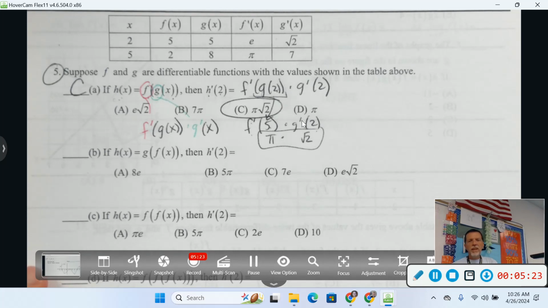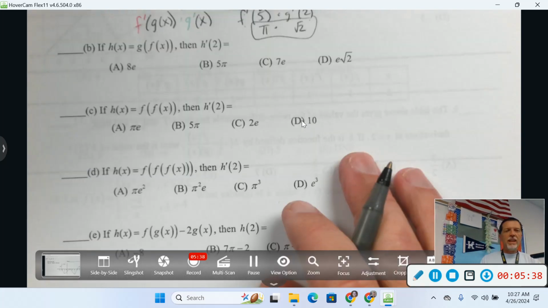Part B is almost the same thing. In fact, all of these are chain rule problems. Let's skip part B just in the interest of time. And part C, let's do part C.